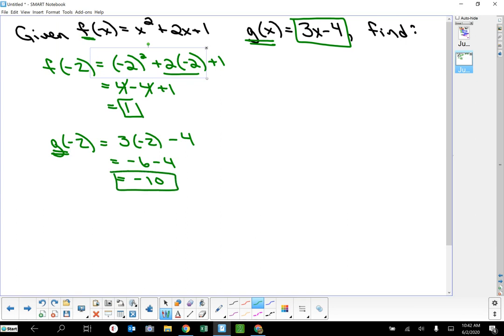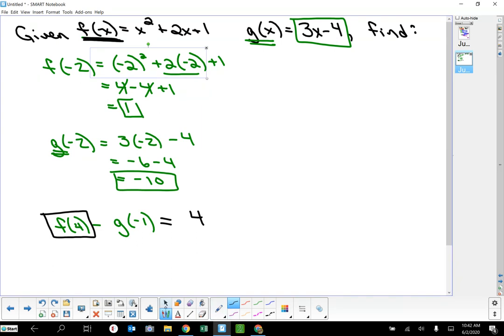What if you see something that looks like this guy? f of 4 minus g of negative 1. Well, that means you're going to evaluate this f of 4. So let's do that. That means we're going to put 4 into this function up here.